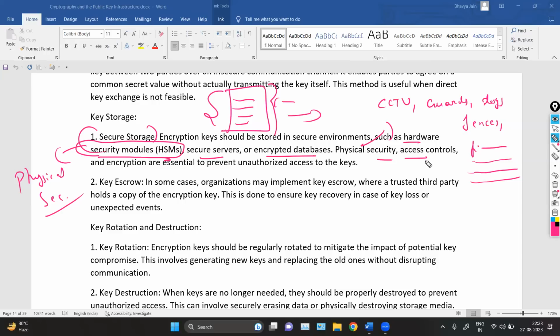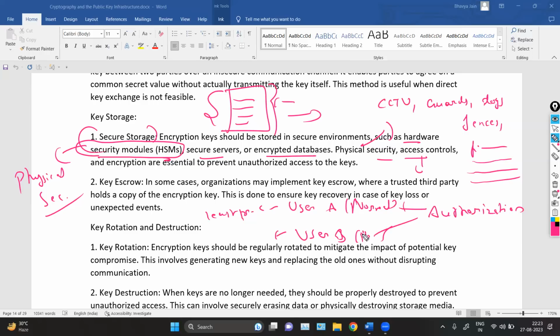We can apply access control, which is like authorization. Authorization is about who has the access to these keys. For example, we have user A and user B. User A is a normal user, which means user A has the least privileges. User B is, let's say, a root user or admin user, so user B has the higher privileges. Now user B can access the keys and user A cannot. So authorization is about who has the privileges to access the keys.